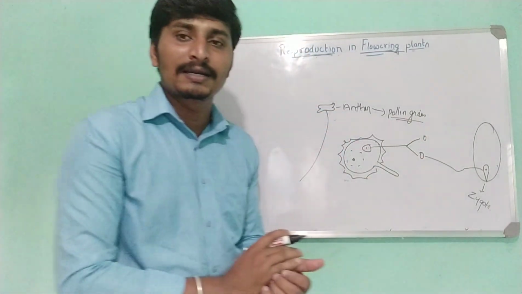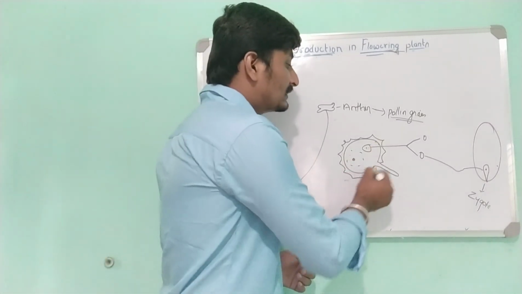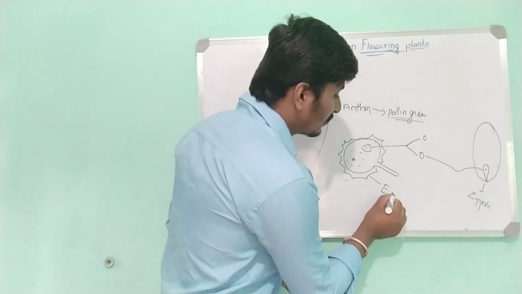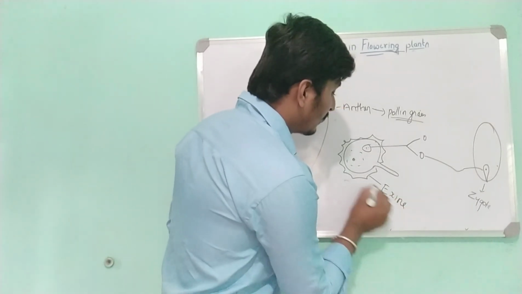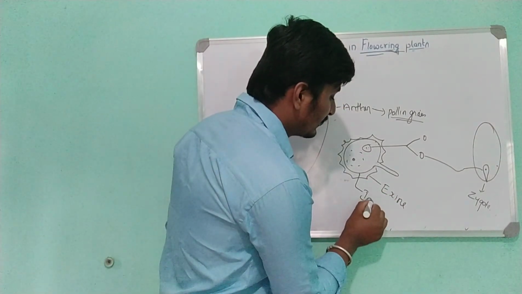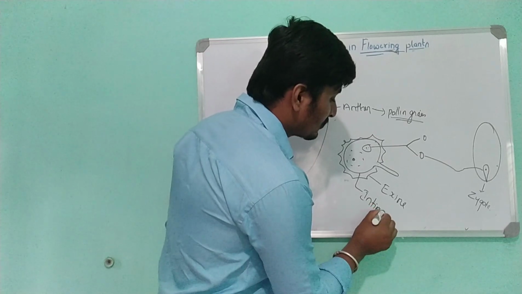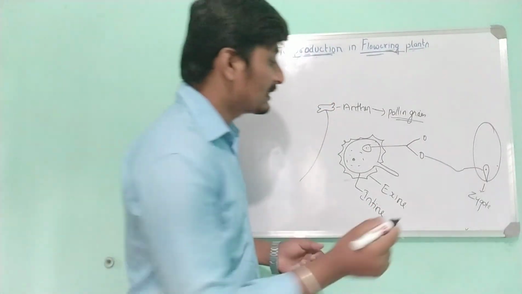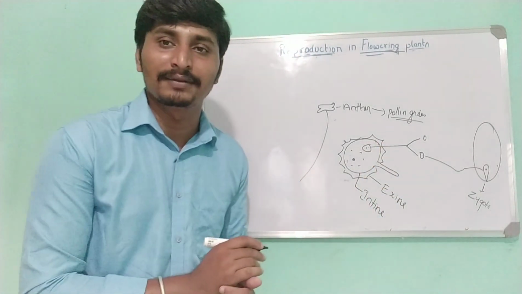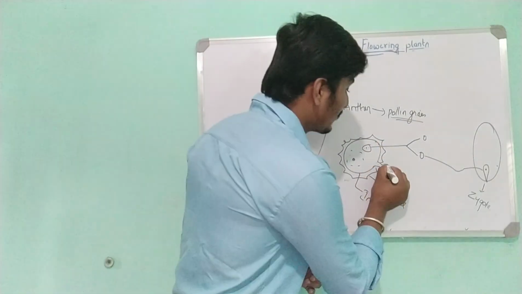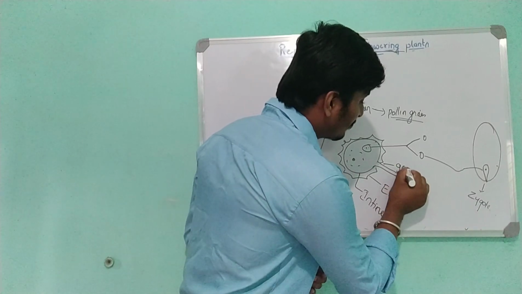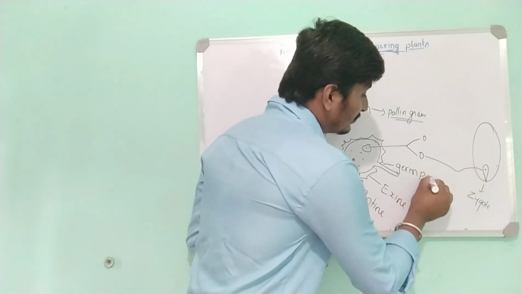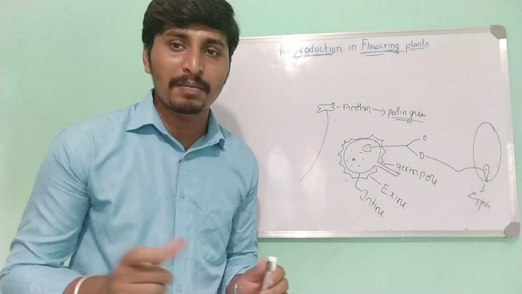Each pollen grain is spherical or oval in structure and is enclosed by two wall layers. The outer one is known as exine, and the inner one is known as intine. The exine is interrupted at some region, which is known as germ pore, through which the intine develops the pollen tube.